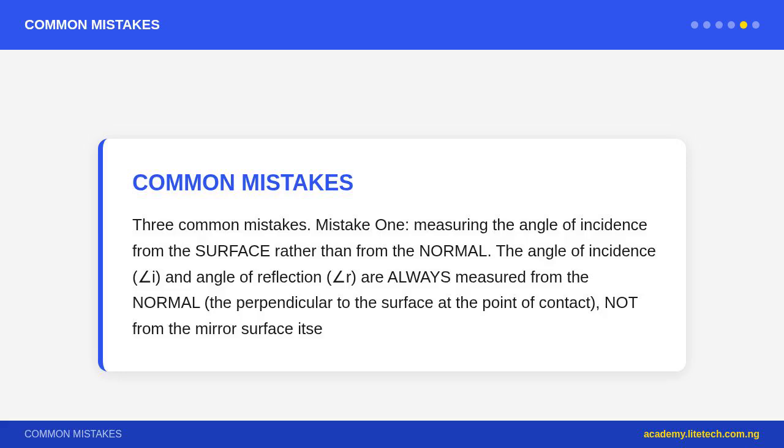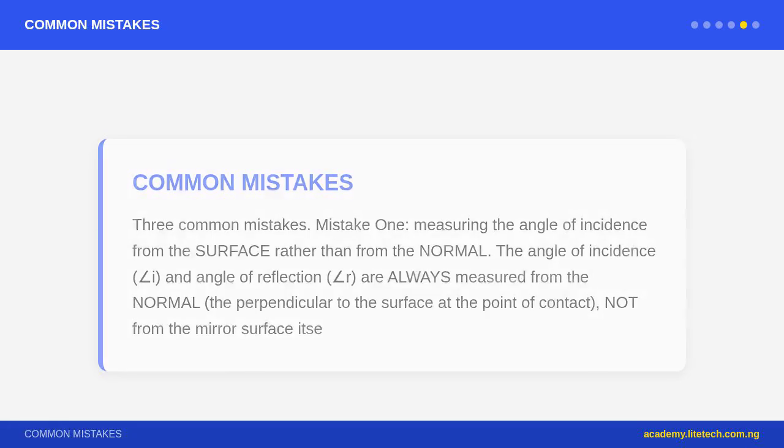Mistake 2. Saying light travels through all materials at the same speed. Light only travels at 3 times 10 to the 8 meters per second in a vacuum. In glass, light travels at about 2 times 10 to the 8 meters per second, in water, even slower. This change in speed is what causes refraction. The speed depends on the optical density of the medium.